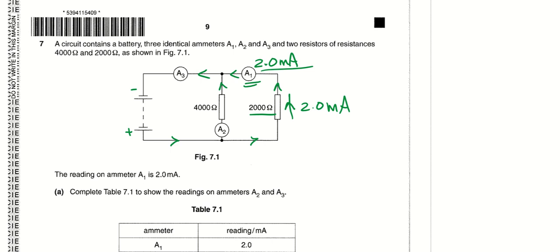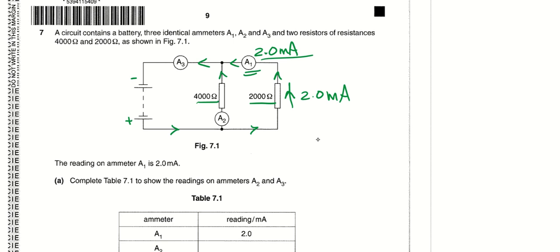Okay, and in this other path, because the main current comes out from here, I call this I main, I3, because the current that goes out from the battery is the one that comes back in, so it's I3. Then this is going to be I1 because of A1. This current that passes through this parallel path is going to be I2.